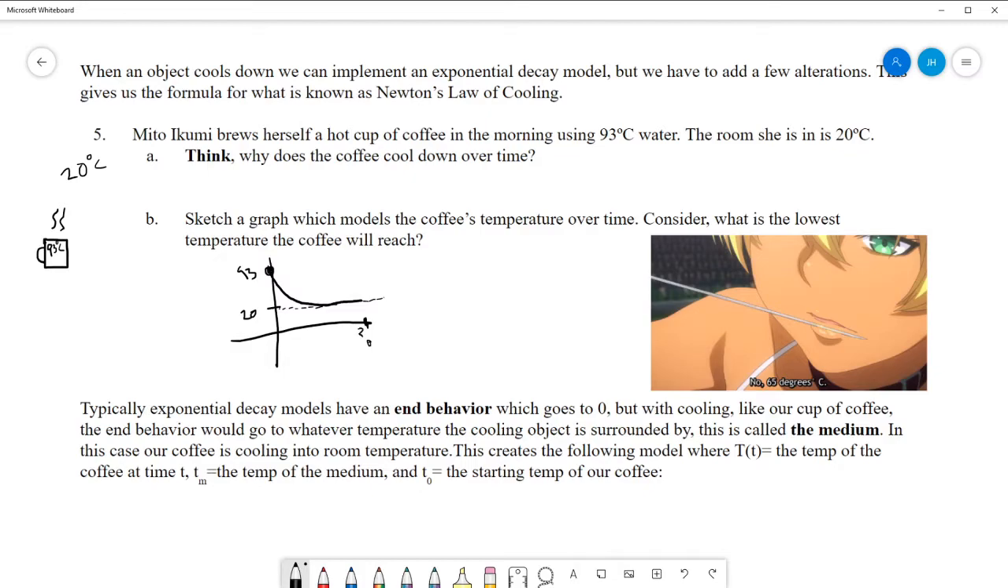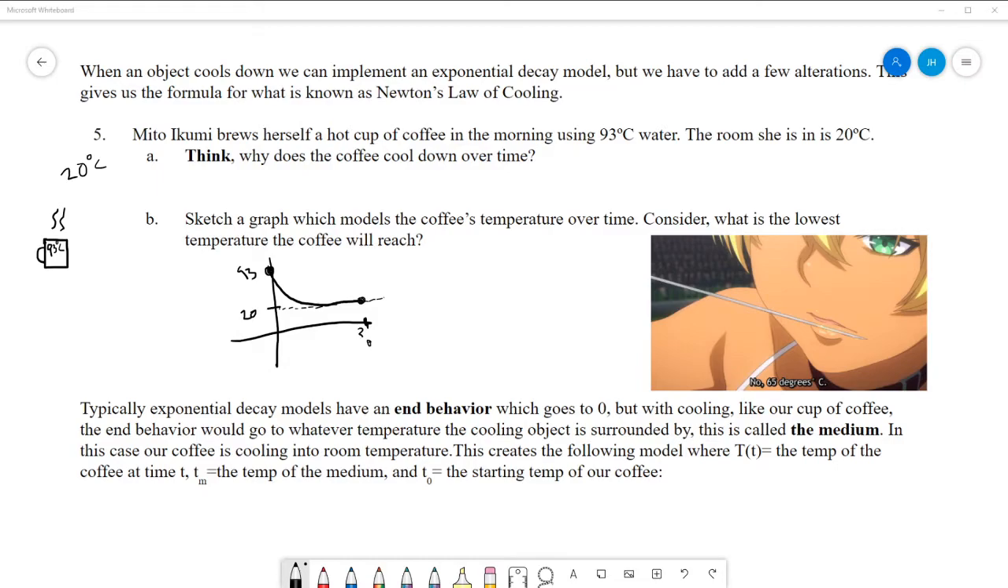Eventually there'll be some point where the coffee has actually reached 20 degrees Celsius, but that's actually something unusual for math, right? Usually in our mathematical model, this is going to go off forever and never actually quite reach 20. But in real life, there is some time where it'll reach 20. This is one of the limitations of modeling, but it's okay because we get close enough to where it doesn't really matter. It's just an approximation.